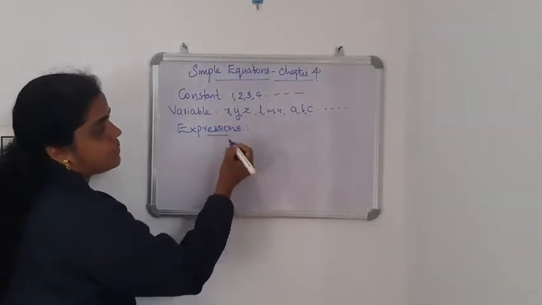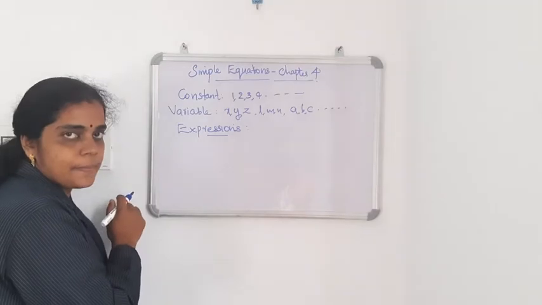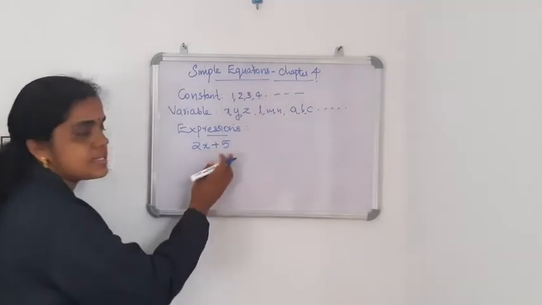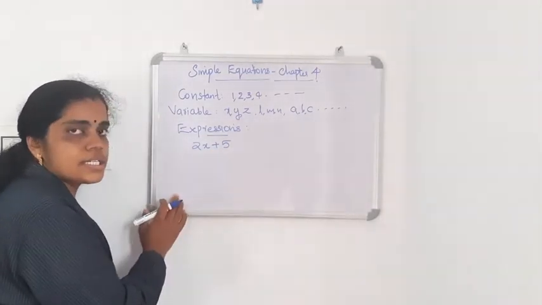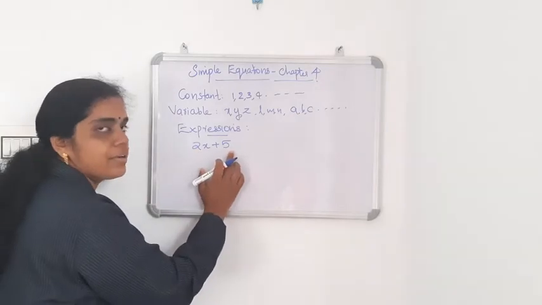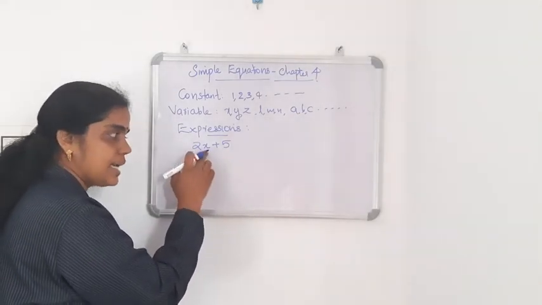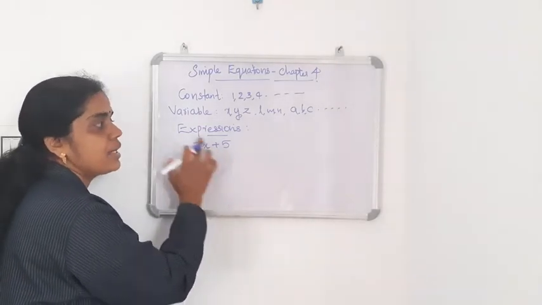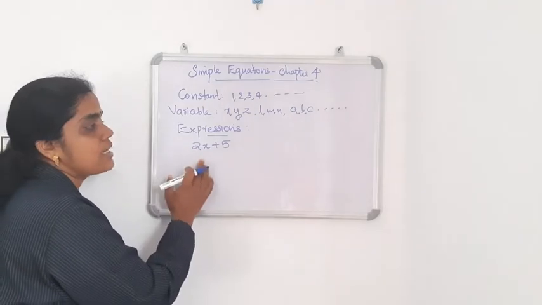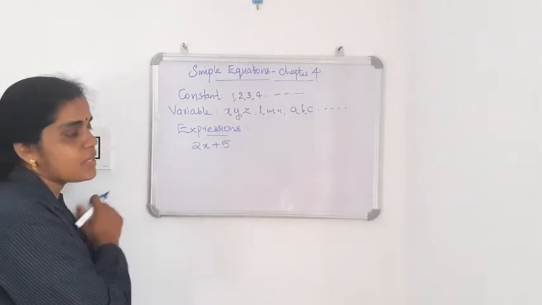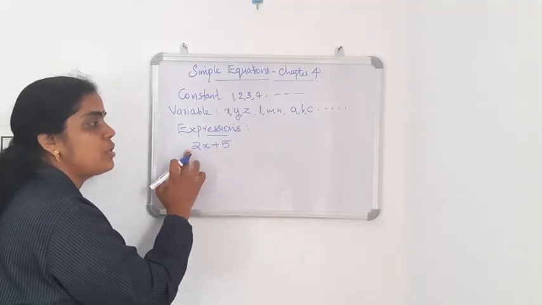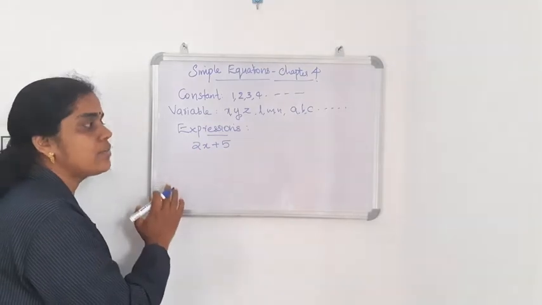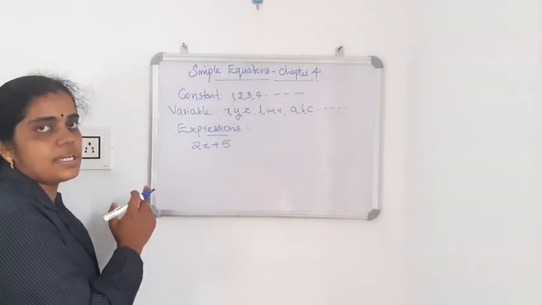So can you say some example for expression? We can write 2x plus 5. This is an expression. Here what are the constants? Constants are 2 and 5. Variable is x. What is the operation here? It is addition. So 2x plus 5 is an expression. So how to write this expression as a statement? 5 is added to twice a number x. That is the statement. Already you studied how to convert a statement into an expression in 6th standard.